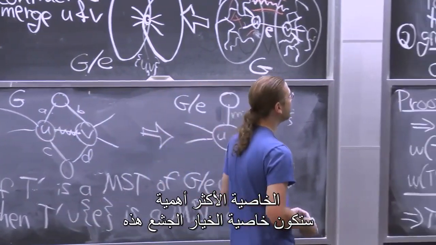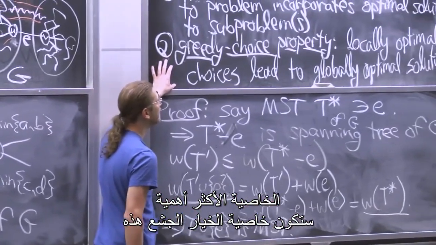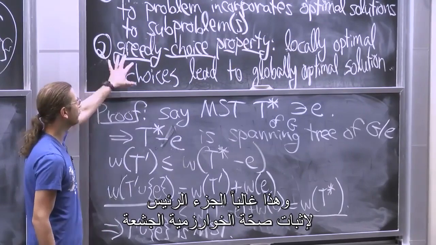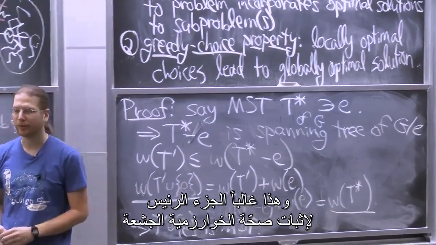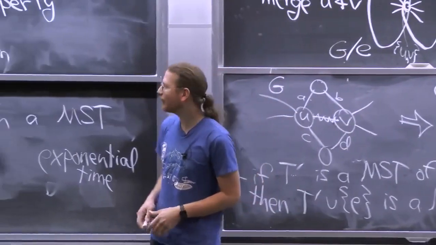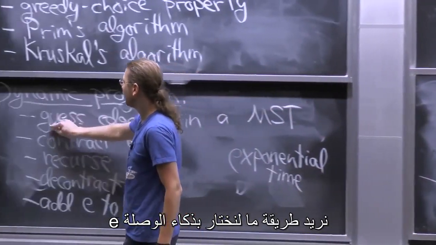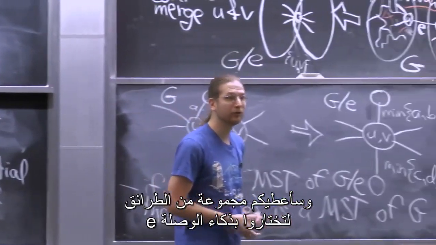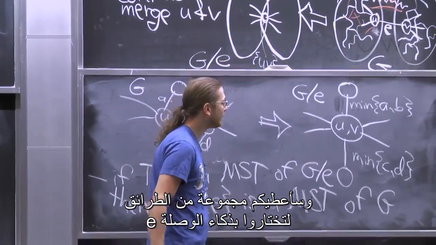The more interesting property is going to be this greedy choice property. This is sort of where the action is for greedy algorithms. And this is usually the heart of proving greedy algorithms are correct. We don't yet have a greedy algorithm, but we're thinking about it. We need some way to intelligently choose an edge E. And I'm going to give you a whole bunch of ways to intelligently choose an edge E.